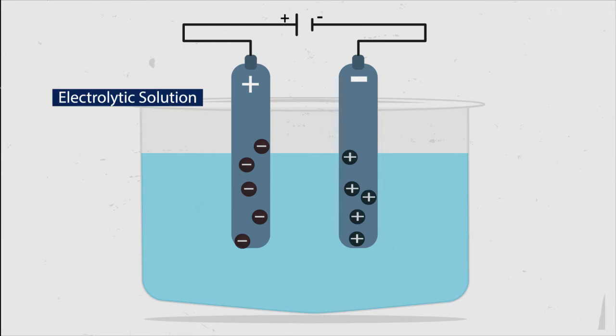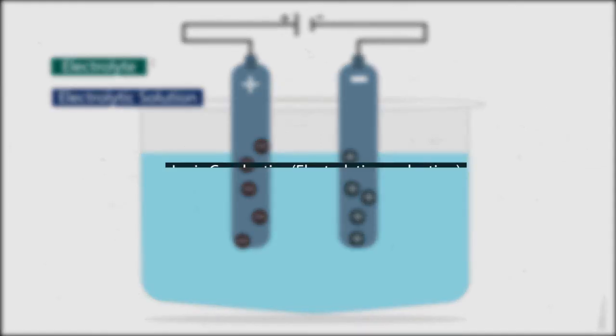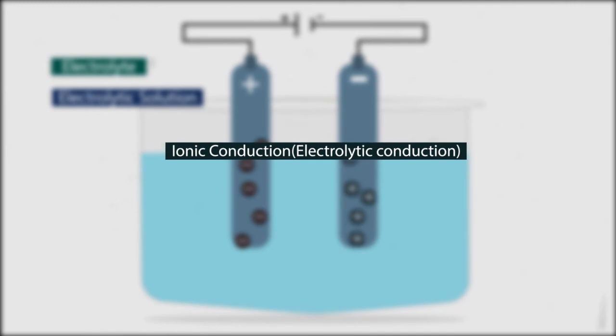The chemical substance that conducts electricity in aqueous state is called an electrolyte. In this way of electric conduction, chemical change happens in the conductor. This is called ionic conduction or electrolytic conduction. To understand electrolytic conduction, let's conduct an experiment.